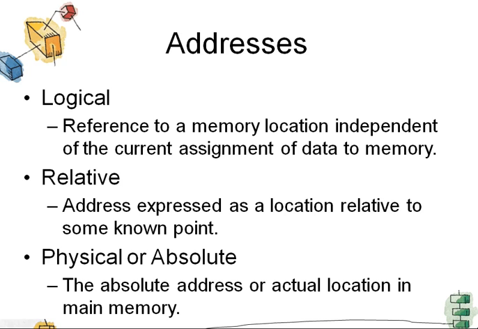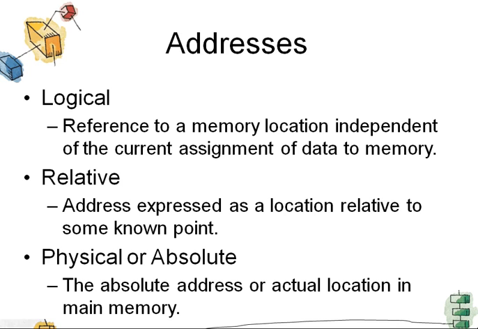Now relocation has a relation with addresses. There are three kinds of addresses: logical address, relative address, and physical address, which is also called an absolute address. A logical address is a reference to a memory location independent of the current assignment of data to memory. Here, a logical address is actually a reference to a memory location which is independent of the current assignment of data to memory.